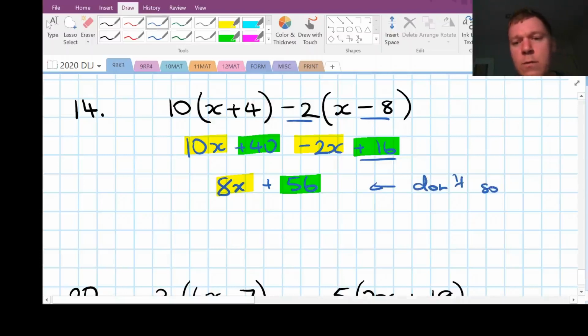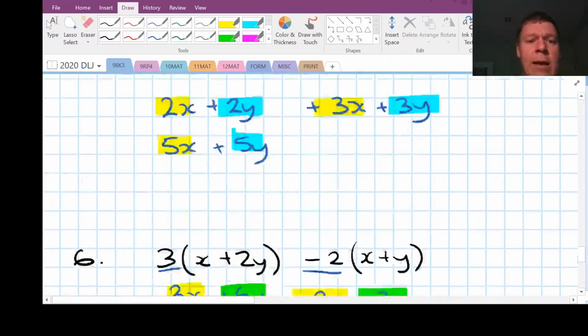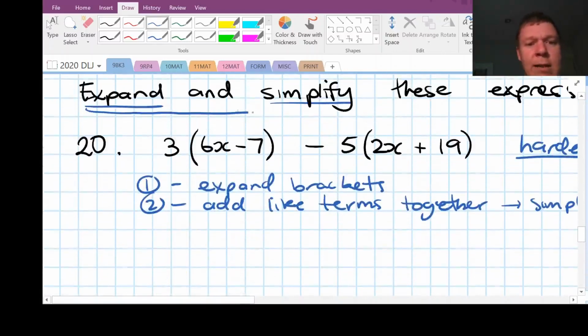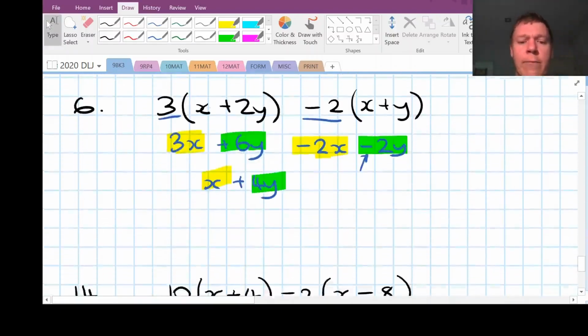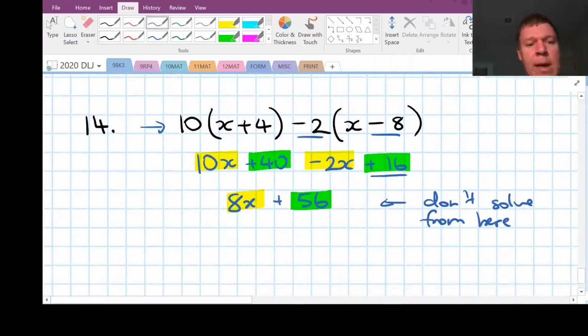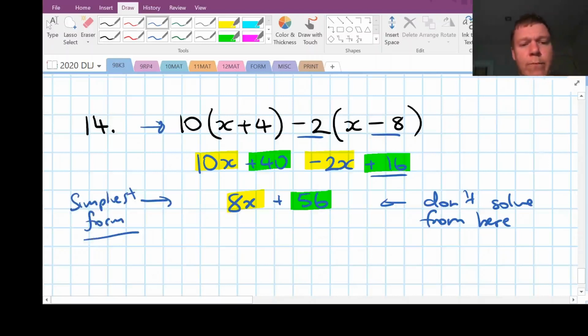Don't solve from here. I see a lot of students get to the right answer, but then they think that they need to find an answer for x. But whenever you're doing an expand and simplify problem, then you're just trying to make this into its simplest form, right? So it doesn't have an answer yet. It just has been simplified. Okay.